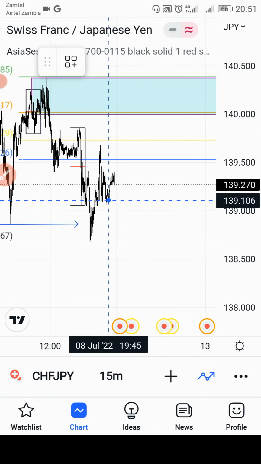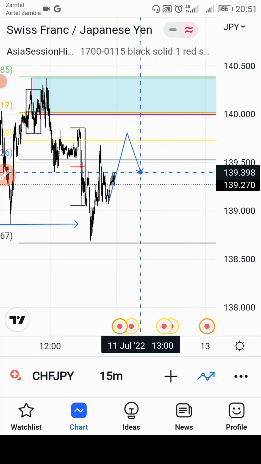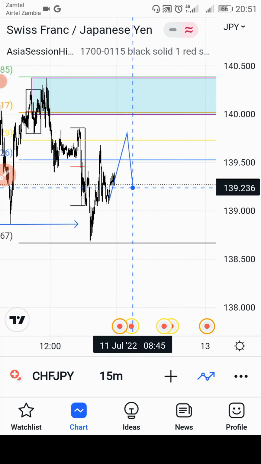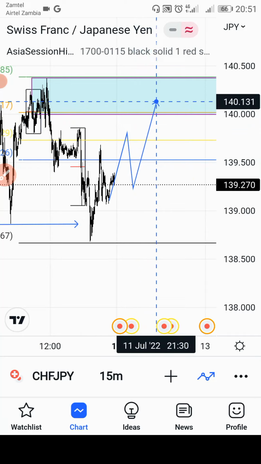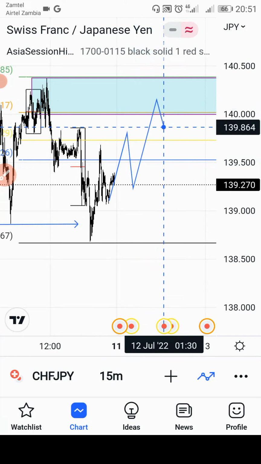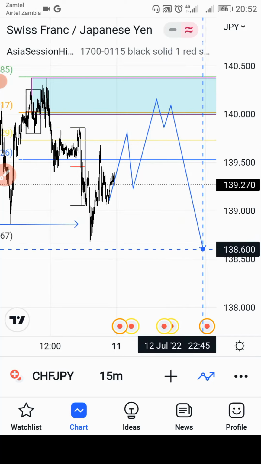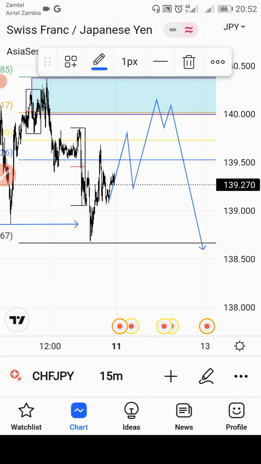I'm looking for price to do something like this. Take out the high, maybe retrace again, look for some buys in these levels. Go there, wait for some confirmation on the lower time frames, then we can sell all the way down here and take out this low.